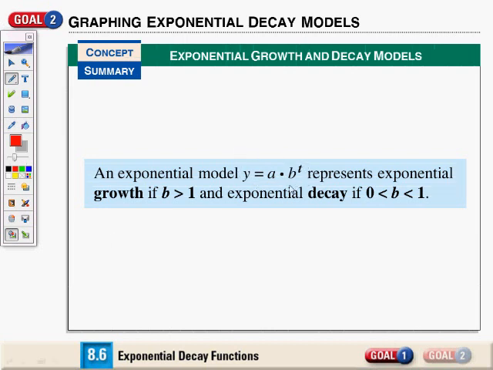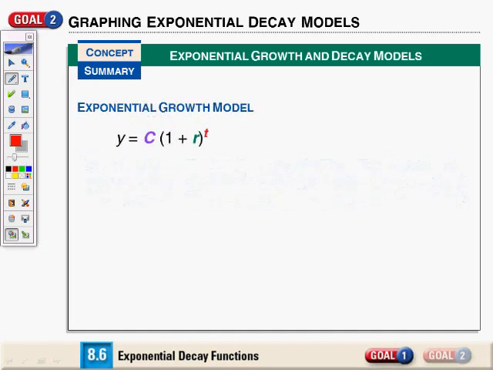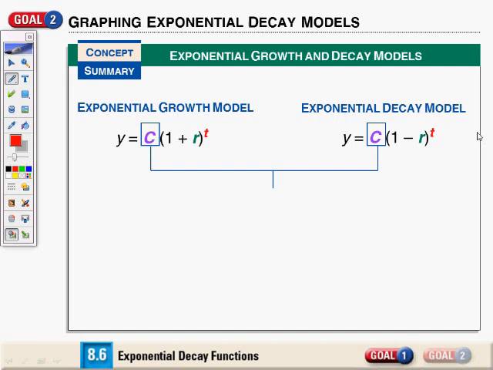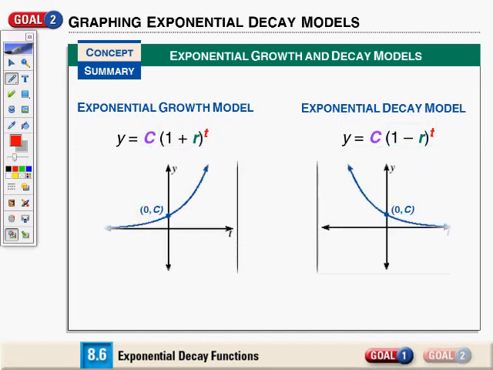Here's our generic model, y equals a times b raised to the t. It's growth if your growth factor here is greater than 1. It's decay if it's between 0 and 1. And we had 2 specific formulas. Initial value times our growth rate raised to the time, or initial value times our decay rate raised to the time. And here is what our graphs look like.